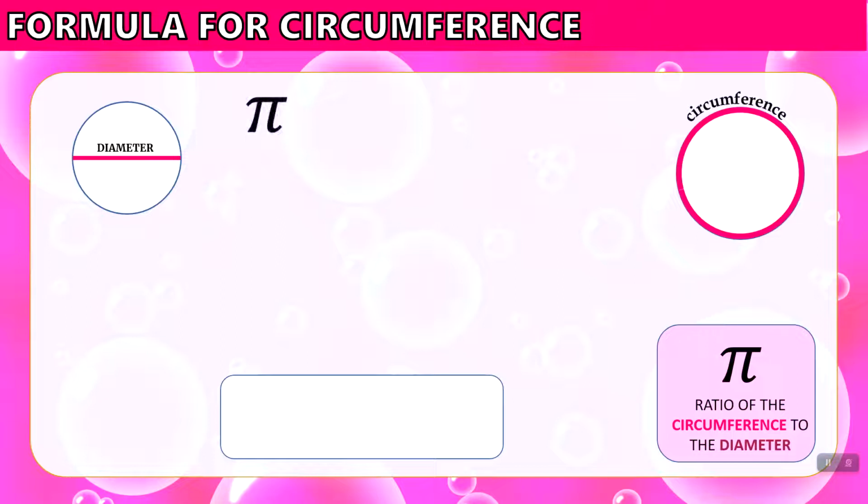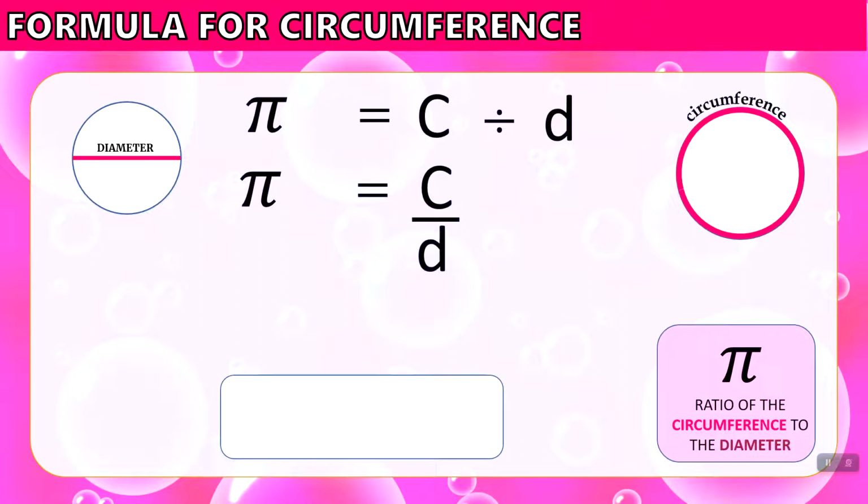So let's take the formula for pi and see if we can figure out the formula for the circumference. Pi equals C, circumference, divided by the diameter. We've seen this in the previous slides. And another way to write that is pi equals C over D. The line in between means divide. Now, what if we wanted to isolate C, or the circumference, and make C the subject of the equation? Well, the easiest thing to do is to multiply both sides by the diameter.